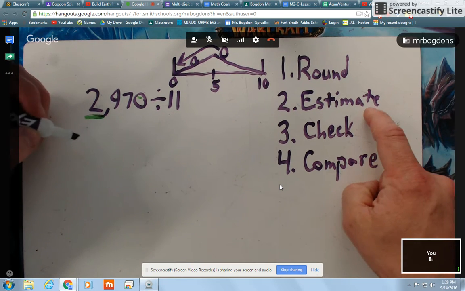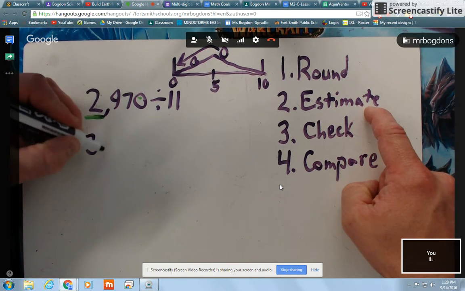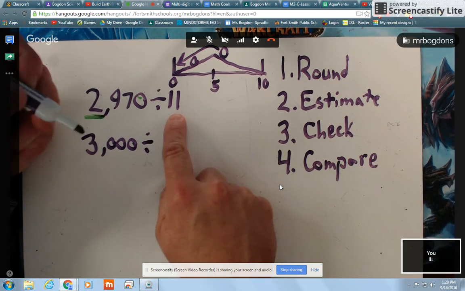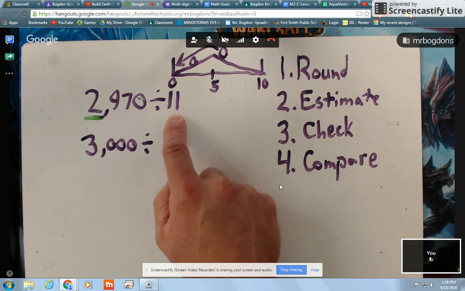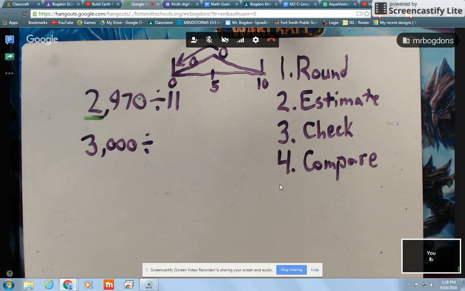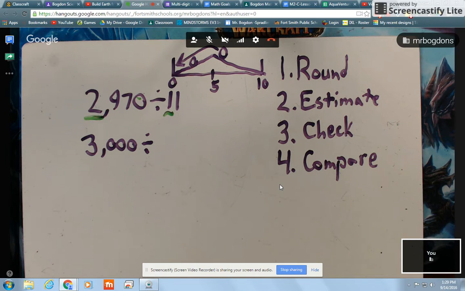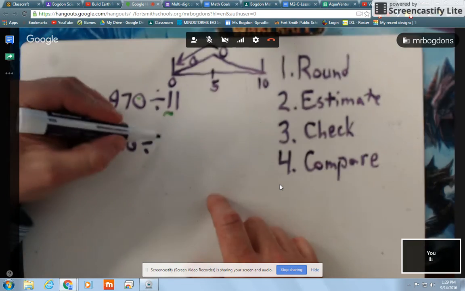Okay, so now I'm going to begin my estimate. I'm going to have 3,000 divided by, let's look at this 11. What's the largest place value in 11? My tens place. So I need to look at my ones place. I have a 1. So is that going to be closer to 10 or to 20? It's going to be a lot closer to 10.